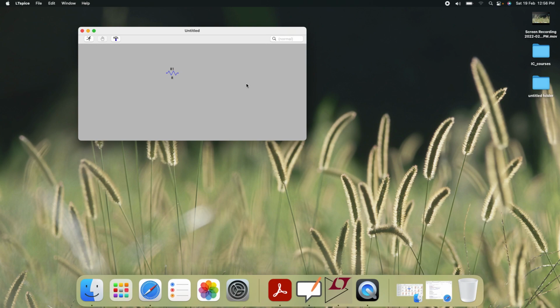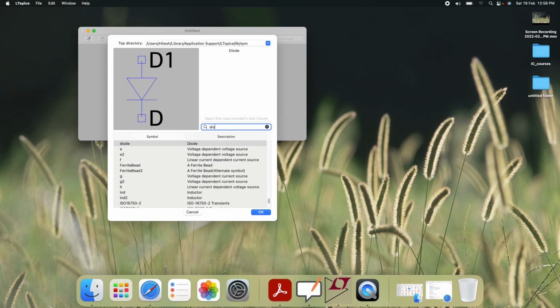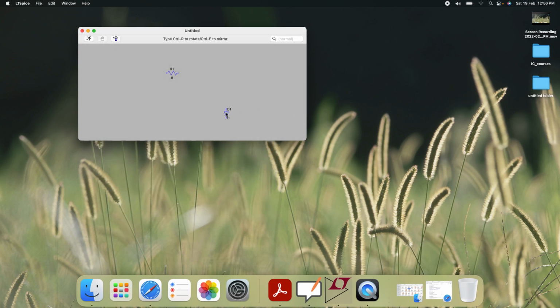Now again I want to add a diode. I'll go to Draft, I'll add component. I'm going to write down diode. I should have a diode somewhere, right? Take that diode. If you want to change the orientation, it's okay. In this case it's not required, so I am not changing the orientation for this one, and I'm keeping it.